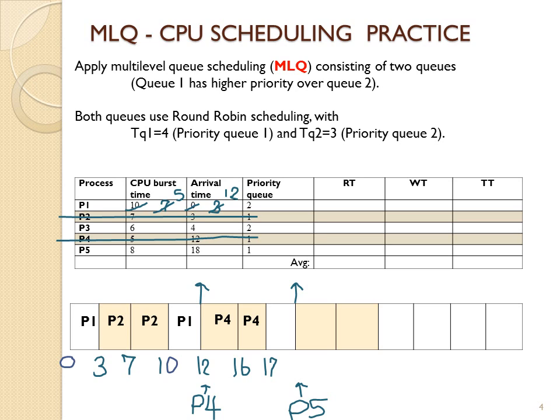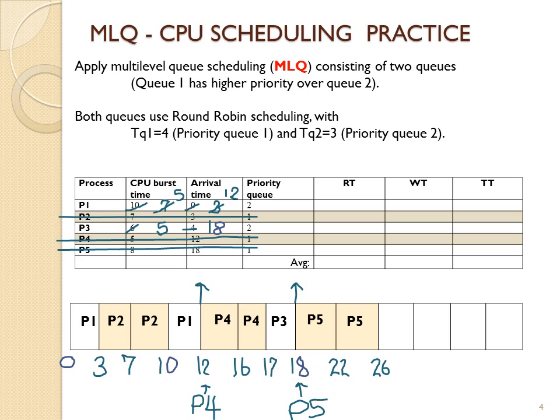So what we're going to do is run P3, because P3 got there sooner and round robin is first come, first serve. But we will have P5, which is a priority 1, arrive at time 18. So P3 will be preempted at time 18 and P5 will now go. And since P5 is the only level 1 left, P5 will get to do all of its 8 time units of CPU burst, and P5 will finish at time 26.